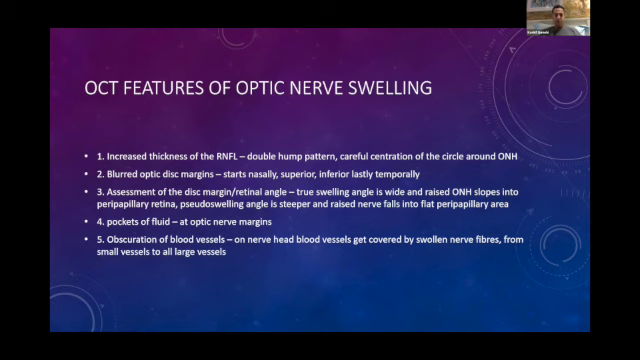Sometimes you can get pockets of fluid at the optic nerve margins, and sometimes with the OCT you get obscuration of the blood vessels on the actual cut. So they get covered by swollen nerve fibers, from small vessels to large vessels.